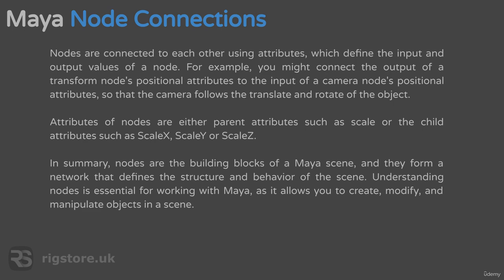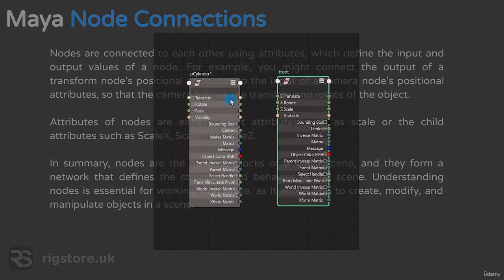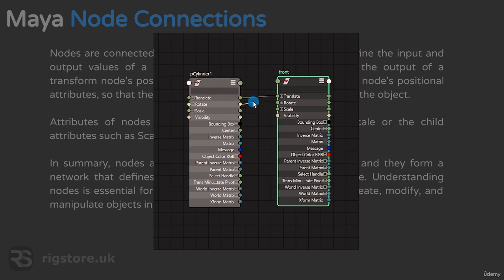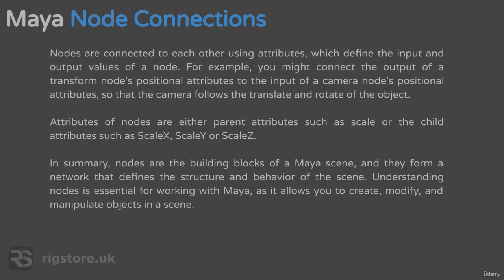Node connections. Nodes are connected to each other using attributes which define the input and output values of a node. For example, you might connect the output of a transform node's positional attributes to the input of a camera node's positional attributes, so that the camera follows the translate and rotate of the object.